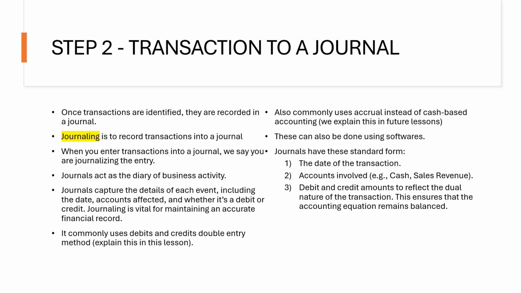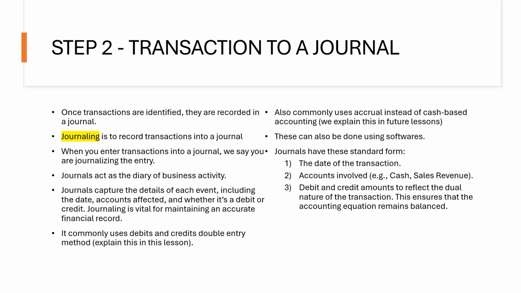Once transactions are identified, they must be recorded in a journal. This is an accounting format of recording transactions. This process, called journaling, captures some key elements including the date, the accounts affected, such as assets or liabilities, and whether each entry is a debit or credit. Journaling ensures financial accuracy and helps track business activities. Journaling the entry is the second step in the accounting cycle.